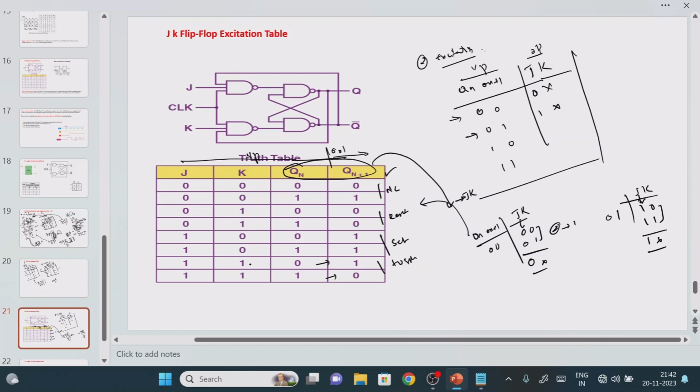Now, just pause the video and find out the output for 1 0 as well as 1 1. The answer will be something like this. So this is the excitation table for the JK flip-flop.